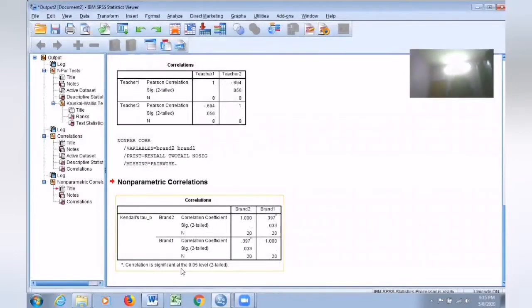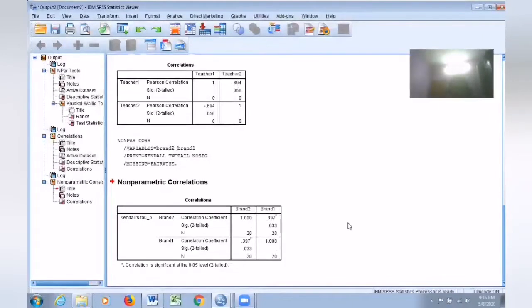You can see a single table is there. You can check now, brand 2 and brand 1. You can see the correlation is 0.397. It means there is a correlation. It's a positive correlation. And what is the sig value? It is 0.033. It means that the value is less than the significance level of 0.05. So the null hypothesis is rejected and the alternative hypothesis is accepted.